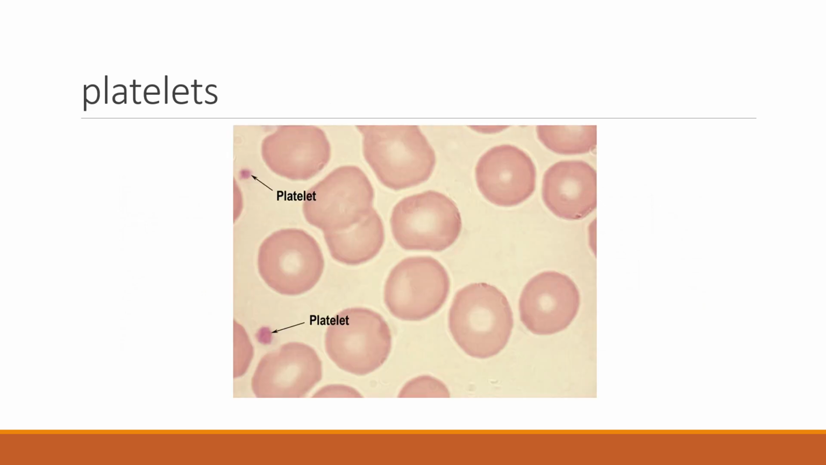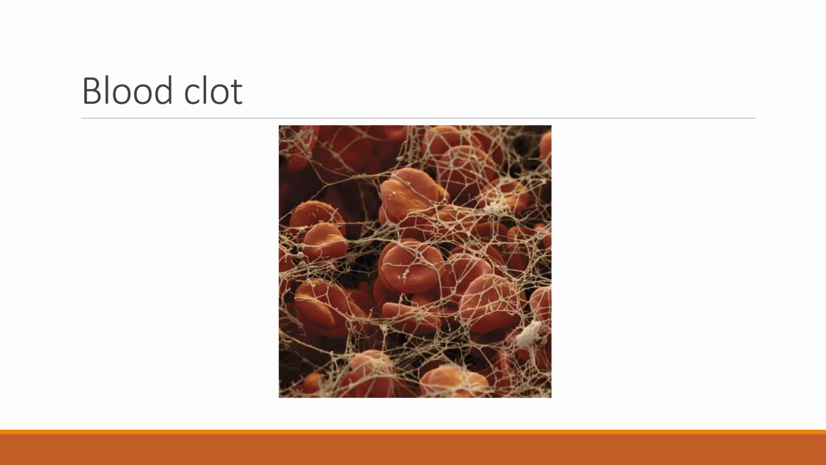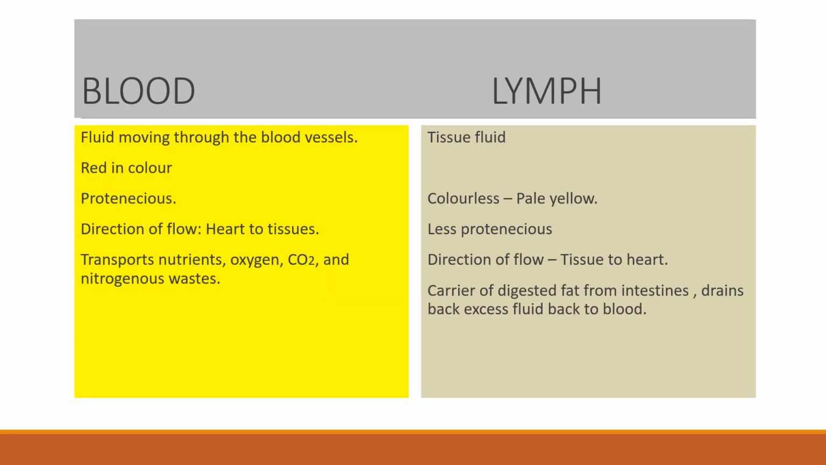Platelets are very tiny cells. These are platelets which are involved in clotting of blood. Let us see how a clot looks. These are the proteins formed as fibrinogen, with the help of platelet cells, which prevent blood from oozing out of a cut or wound in the body.